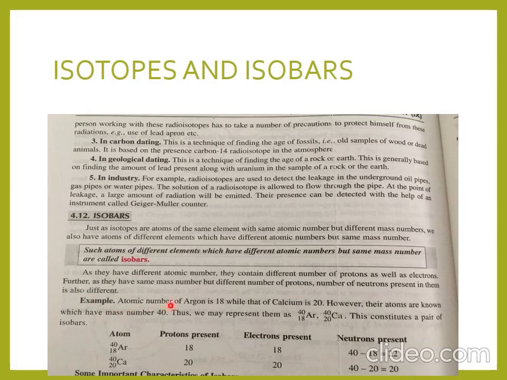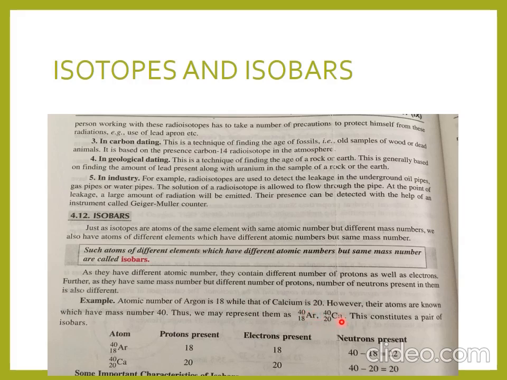For example, the atomic number of argon is 18. Argon is the element with inert gas configuration, meaning the shell is completely filled, and calcium has atomic number 20. However, the atoms are known to have mass number 40. So both have mass number 40. Thus, we may represent them as argon. Ar is the symbol of argon. On the lower left side, you will write 18, that is the atomic number. And on the upper left side, the mass number, that is 40.